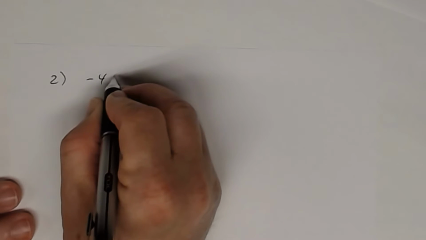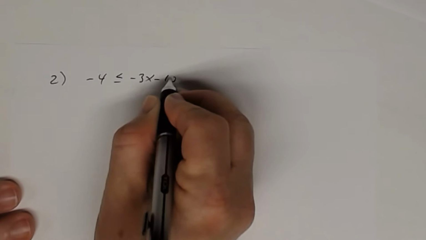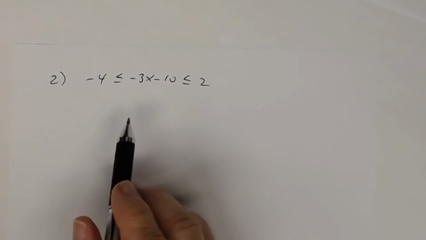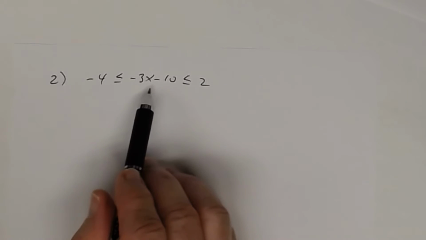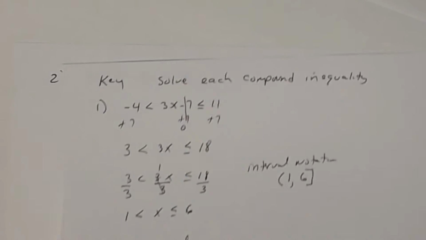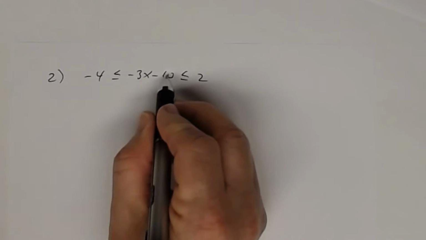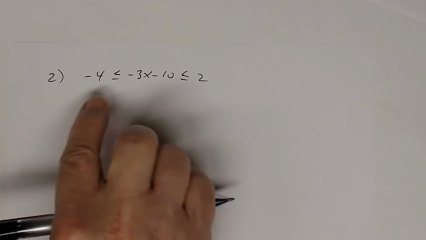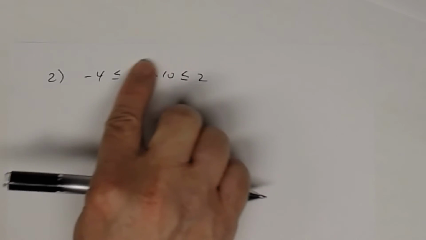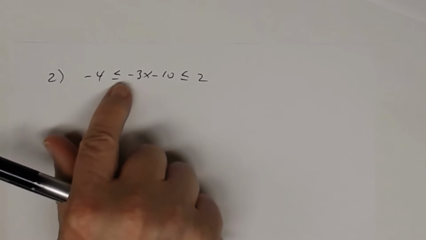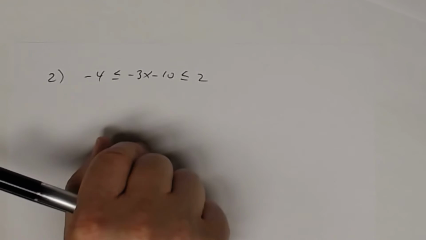All right, number 2 looks similar to number 1, except you had to remember one idea. So here's number 2, negative 4 is less than or equal to negative 3x minus 10 is less than or equal to 2. All right, so remember we had this compound inequality, so I'm going to do this by using that first approach. I'm not going to do the second approach here because most students will stick to this approach. All right, remember we have to get x in the middle by itself to solve this compound inequality, so I need to know what values of x will make this a true statement.